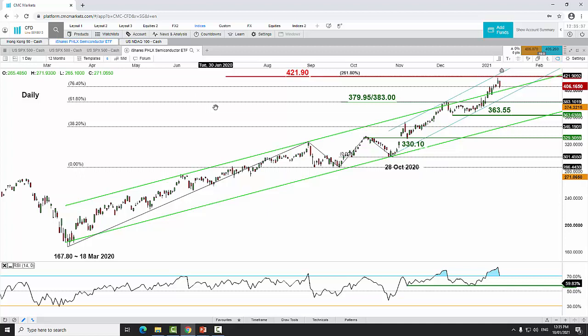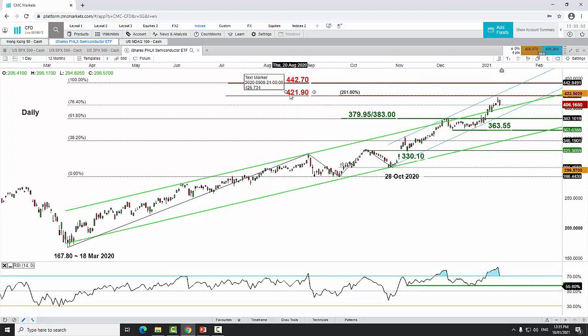As we followed in my previous videos, I've been highlighting this ongoing bullish bias, at least in the medium term, we're talking about 1 to 3 weeks, for this Philadelphia Semiconductor ETF. Last week we had a target at 421.90, which is the resistance. Last week's high was actually at 419.29, so give or take it almost hit this upside target that we highlighted last week.